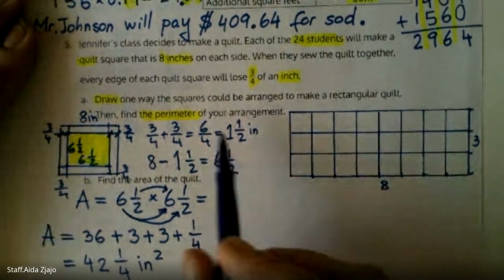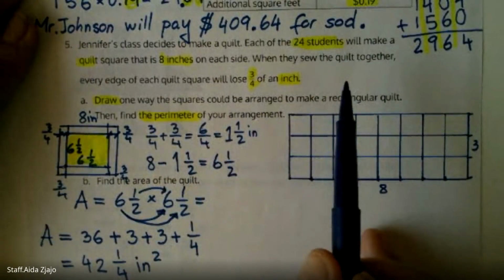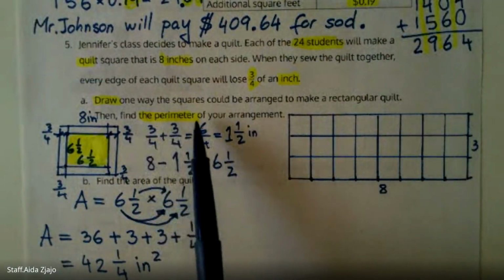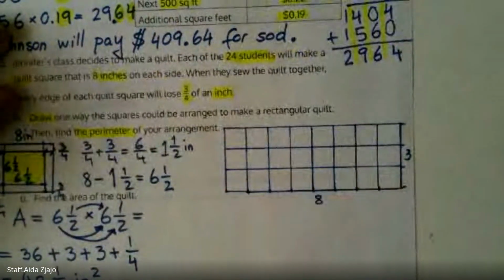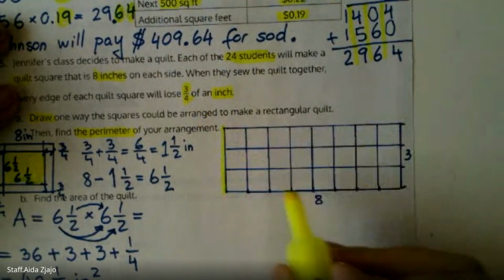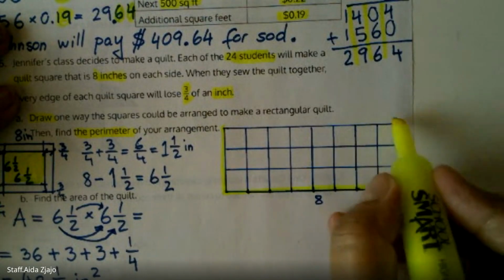But for 8, they also ask us what is the perimeter. Find the perimeter of the arrangement. So perimeter is all around. So starting at this point, all around is the perimeter.